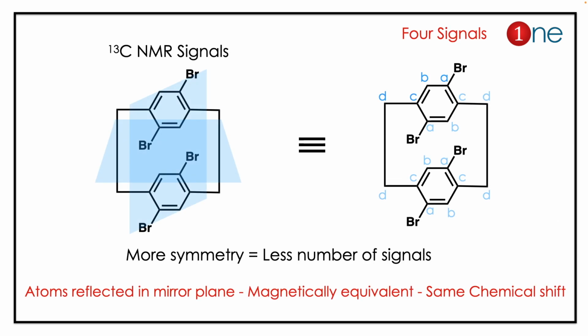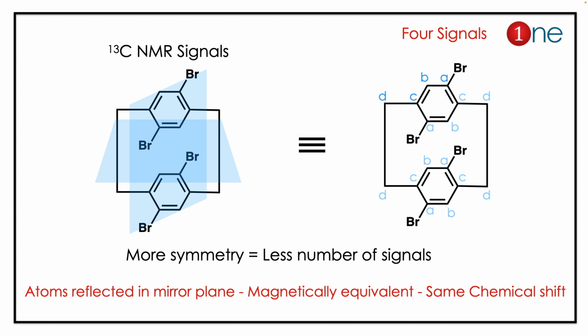Before finding the number of signals, you have to analyze whether there is any mirror plane present inside the molecule or not. The molecule is a little bit bigger, but you have to imagine and analyze the mirror plane. Here it has two mirror planes, one along the bromine atom, another bisecting the two benzene rings. The compound is very symmetrical because of the two planes.